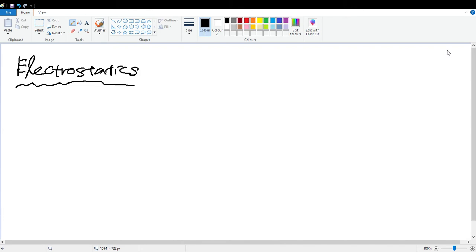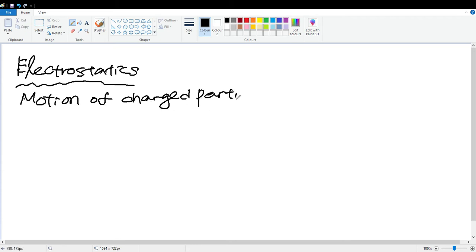Okay, so let's continue with our chapter on electrostatics. Let's proceed to a new subtopic, which is the motion of a charged particle in a uniform electric field.